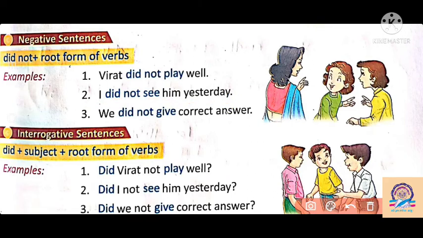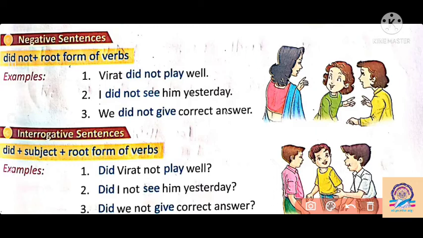So here we have to use did with all nouns and all pronouns. We have to use did, then not, then the present form of the verb: see him yesterday. Yesterday and did indicate that this sentence is in the simple past tense. Then, "We did not give the correct answer." So by did we can say that the sentence is in the simple past tense.